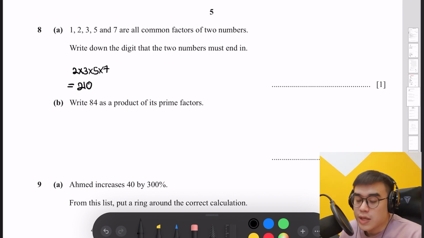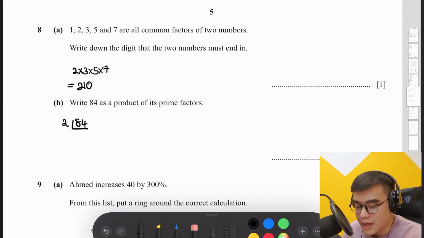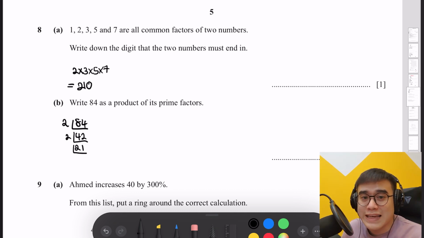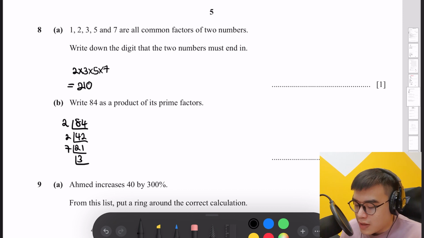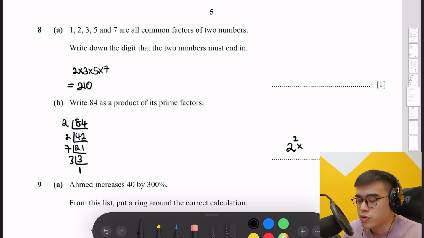So for us, it will be 0 for this A over here. As for part B, 84 in its prime factors. All the numbers that I use at the side must be prime numbers. So I first divide by 2, I get 42. 42 divided by 2 again, I get 21. 21 divided by 7, you get 3. So with all this information, you will get 2 squared times 3 times 7 as the final answer.